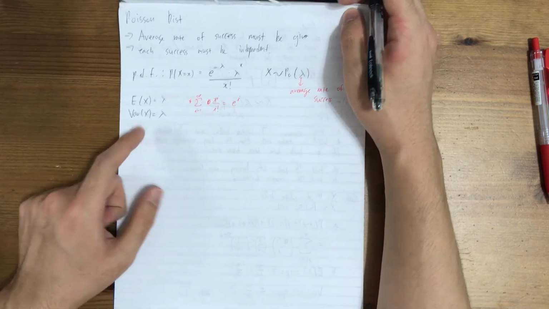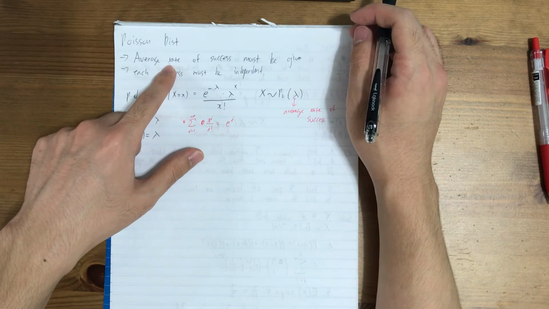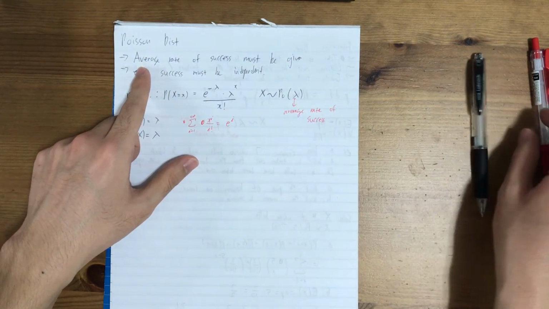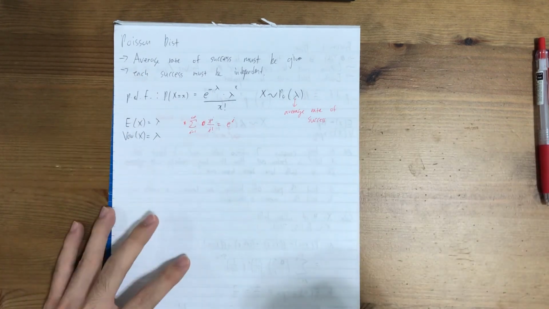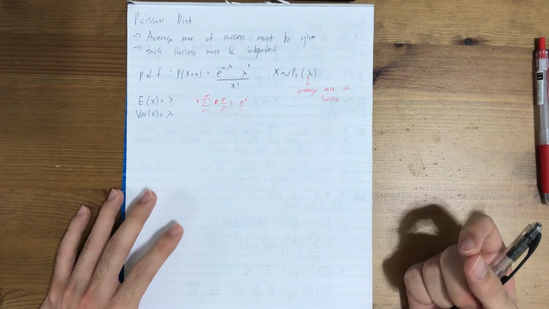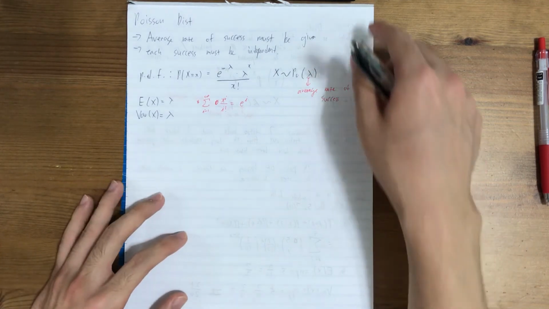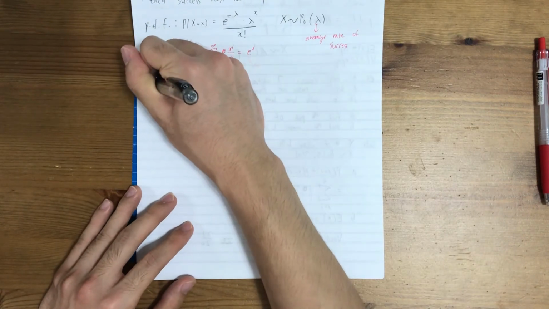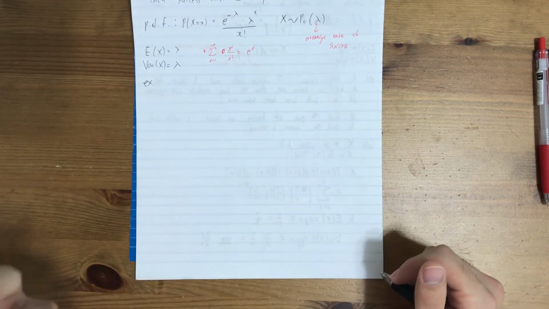One thing about this, so average rate of success must be given. As I said, one thing about this lambda is that you have to be very careful with the time. Okay, the interval of time. And I'll tell you what I mean by interval of time.